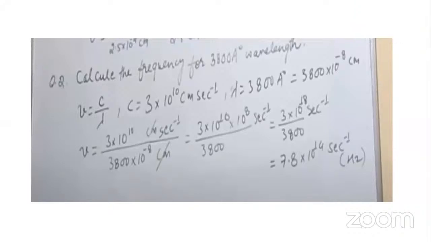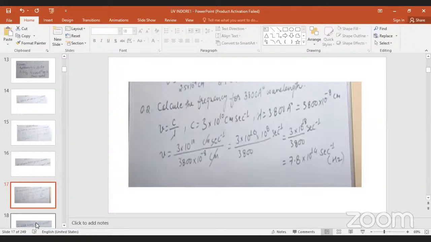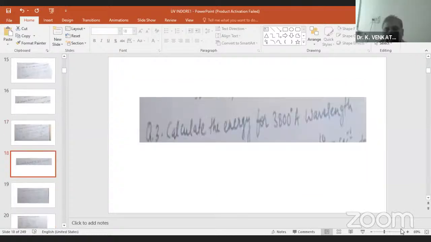So now we cannot use this calculator. Now calculate the energy for 3800 Armstrong wavelength.